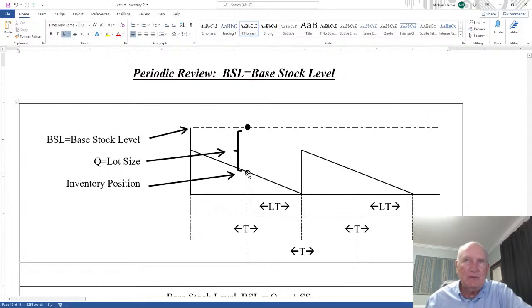Now that inventory position can be defined many different ways. To keep it simple, I'm saying my inventory position is how much physical inventory do I have? How many items do I have? Suppose I'm looking at my inventory, I have 100 items. Okay, I have 100 items, that's my inventory position.